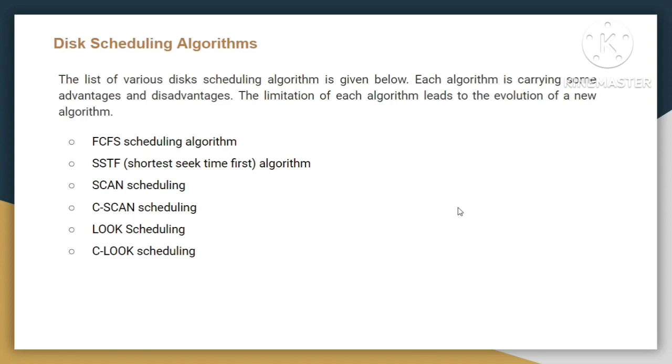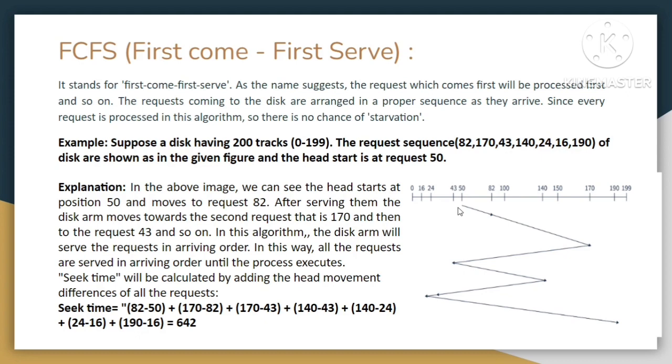So basically there are six disk scheduling algorithms. First one is FCFS, that is first come first serve scheduling algorithm. Second one is SSTF, shortest seek time first algorithm. Third one is SCAN scheduling algorithm. Fourth one is C-SCAN scheduling algorithm, where C means circular. Then LOOK scheduling algorithm, and C-LOOK, where C means circular LOOK scheduling algorithm. We will discuss these algorithms one by one. So first one is the FCFS. FCFS means first come first serve scheduling algorithm.